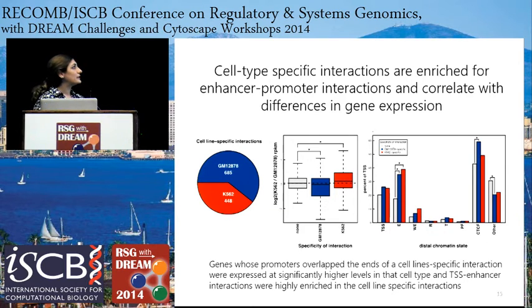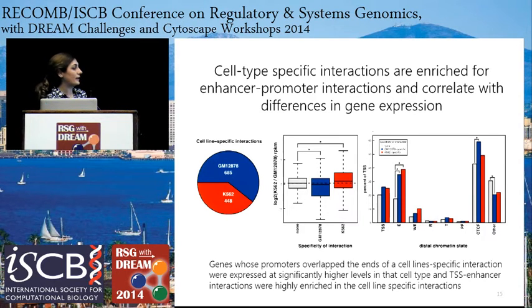Then we want to see whether those interactions are cell-specific or not. We compared two data sets from K562 and also the GM78 cell line, which is an LCL, lymphoblastoid cell line. And then using a method called DBSCAN, we found around 1,000 specific interactions for these two cell lines.